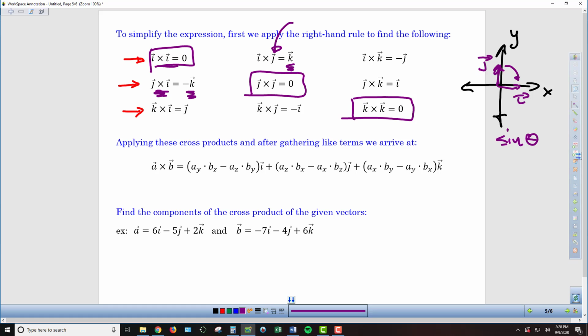And so hopefully you can go through the rest of these and see why we get the results that we do. So for i cross k, we can have our fingers pointing to the right here for i. We can curl them upwards towards k, which is coming out of the board at us. Our thumb is going to be pointing down this direction, so it's going to be in the direction of negative j. So again, we can go through and do all that work independently here.